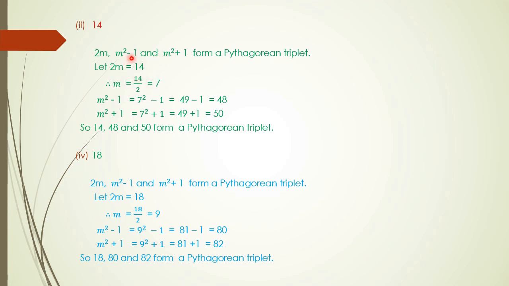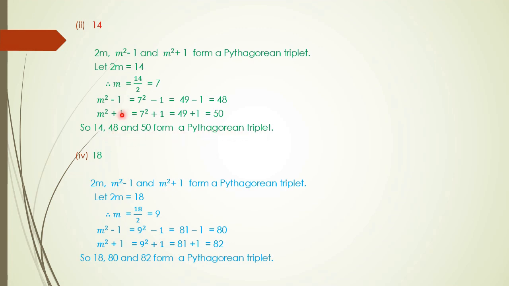Now we have to find m square minus 1 and m square plus 1. So m square minus 1 is equal to, m value is 7, so 7 square minus 1 is equal to 49 minus 1, which is 48. m square plus 1 is equal to 7 square plus 1, which is 49 plus 1, which is 50. So our Pythagorean triplet numbers are 2m, that is 14, m square minus 1, 48, and m square plus 1, 50. 14, 48 and 50 form a Pythagorean triplet.